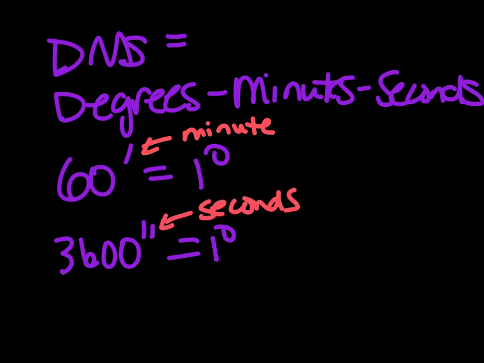Okay, but I'm going to show you how to convert these. Also I've got to add one thing too. There's 3,600 seconds in 1 degree, but there's also 60 seconds in 1 minute. So you need that also to convert. Okay, so let's try a problem.